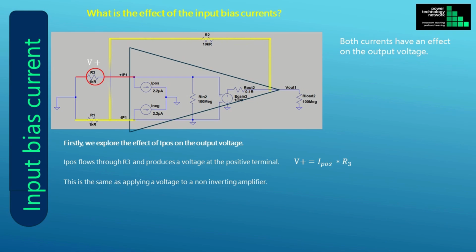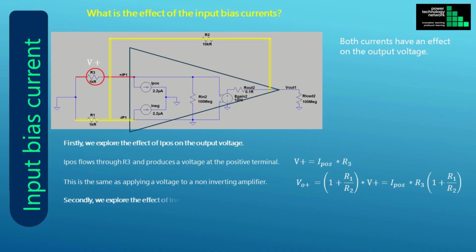This section of the circuit is shown in red. The feedback circuit of the non-inverting amplifier consists of R1 and R2, and is highlighted in yellow. The output voltage, generated by the voltage at the positive input terminal of the non-inverting amplifier, is given by this expression.